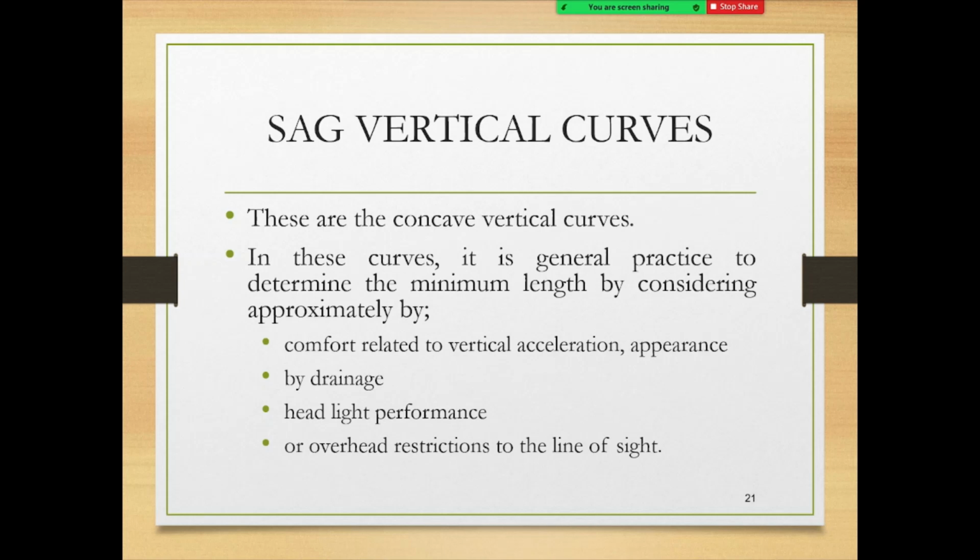Then we are going to talk about sag vertical curves. These are the concave vertical curves. Earlier, the crest curves were convex, right? And these are concave vertical curves. In these curves, it is general practice to determine the minimum length by considering comfort related to vertical acceleration and appearance, and then drainage, headlight performance, and overhead restrictions to the line of sight. So we are going to discuss them in detail.